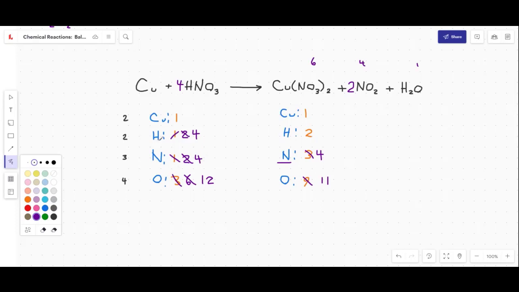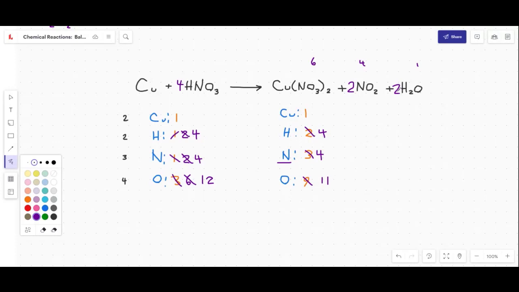So now I have balanced my nitrogen and my copper. But since I've unbalanced my hydrogen, I have to rebalance that. So what do I do? I go to water and multiply by 2. Exactly. That'll give you 4 hydrogens.